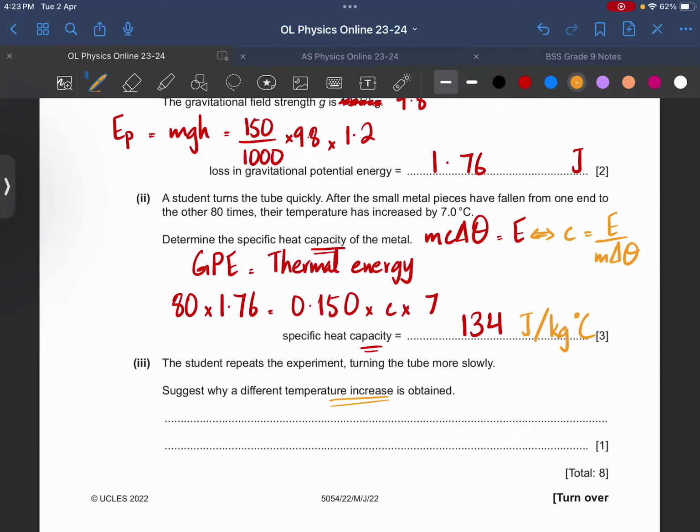Again, there are a range of answers. Suggest wale parts I've told you guys about this. This is something that you need to think according to the scenario, right? It's not going to be the same each time. क्या ख्याल है? Suggest why a different temperature increase is obtained.